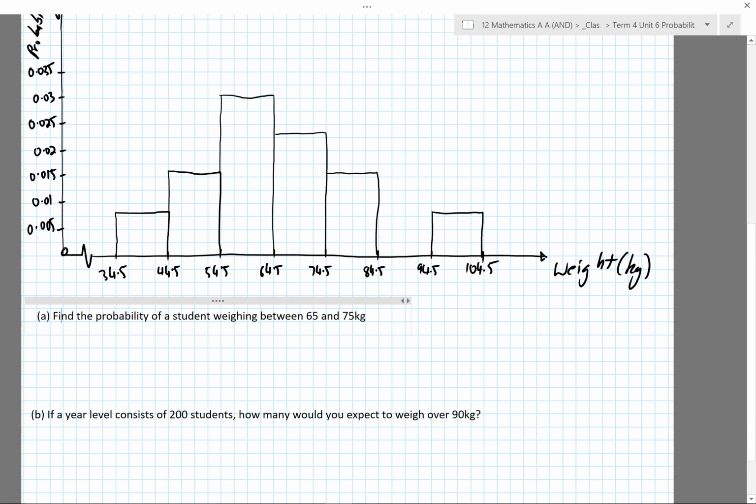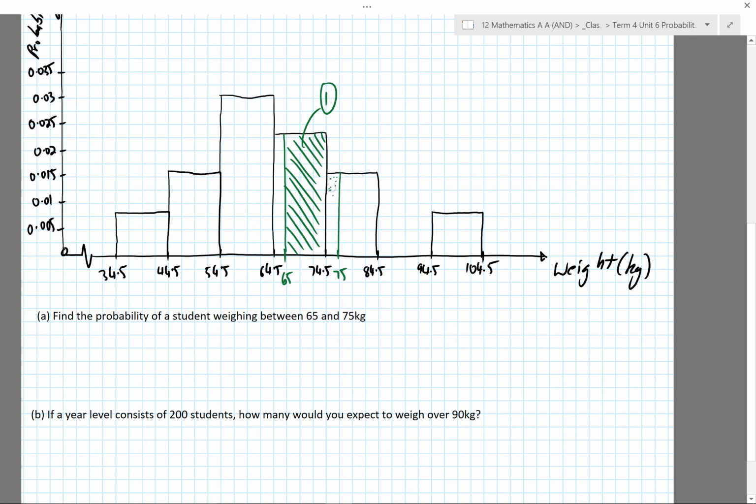Alright, so the whole point of doing this was so we could answer some questions. So find the probability of a student weighing between 65 and 75 kilograms. To do this, I'll look on my graph and I'll find the area between 65 and 75 kilos, the area under this histogram. So I want to find this shaded area, which I'll call area 1, and this dotted area, which I'll call area 2. And then add them together.